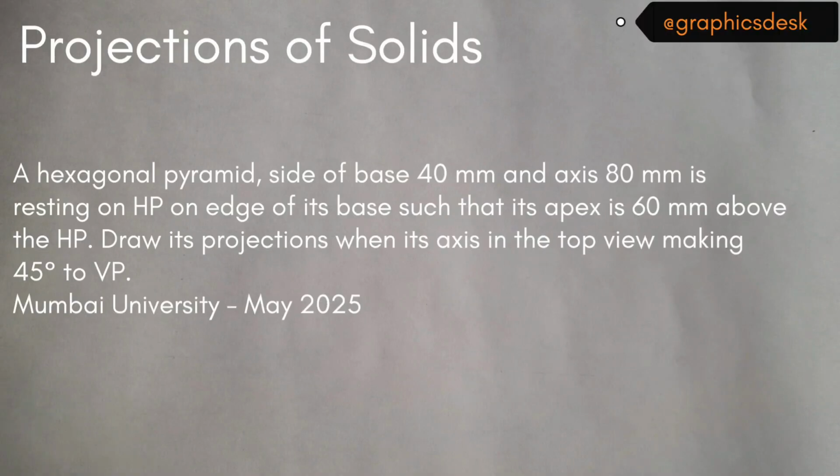In this video, we'll talk about a problem related to projection of solids. The problem statement is: a hexagonal pyramid, side of base 40 mm and axis 80 mm, is resting on HP on an edge of its base such that its apex is 60 mm above HP. Draw its projection when the axis of the top view is making 45 degrees to VP.